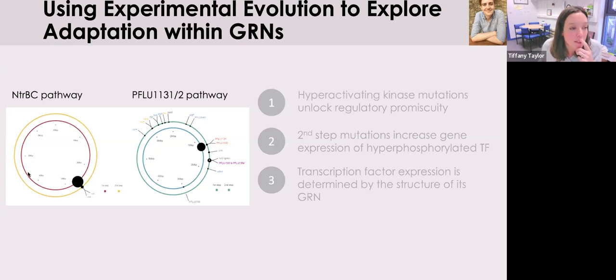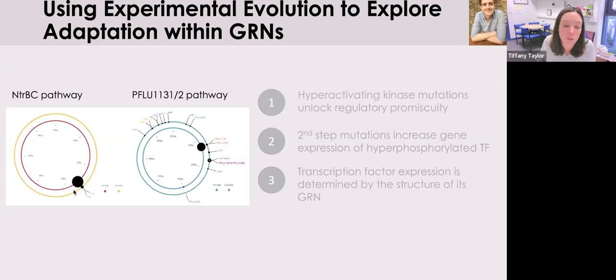Within the NTRBC pathway, we see this process of innovation and refinement, as I've said already. The first step mutation leads to increased promiscuity of NTRC, and the second step is all within NTRC itself, refining the interaction of NTRC with its new target sites in the flagella pathway. In both cases, they're highly parallel. I haven't updated this, but there are more points here. This is just over because of James's experiments.